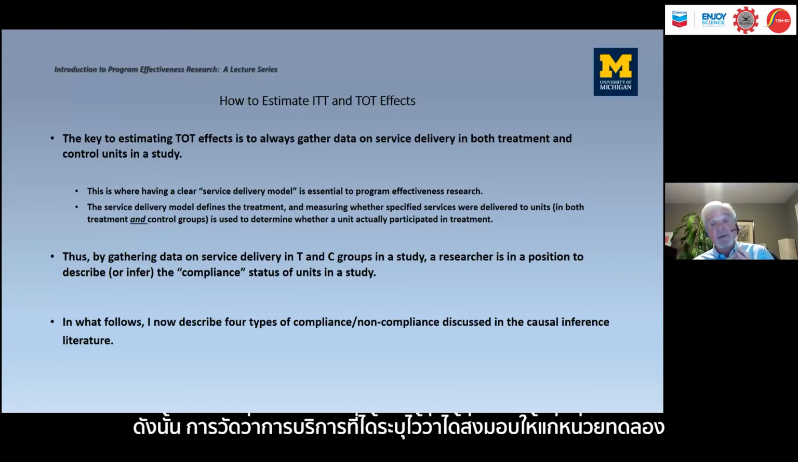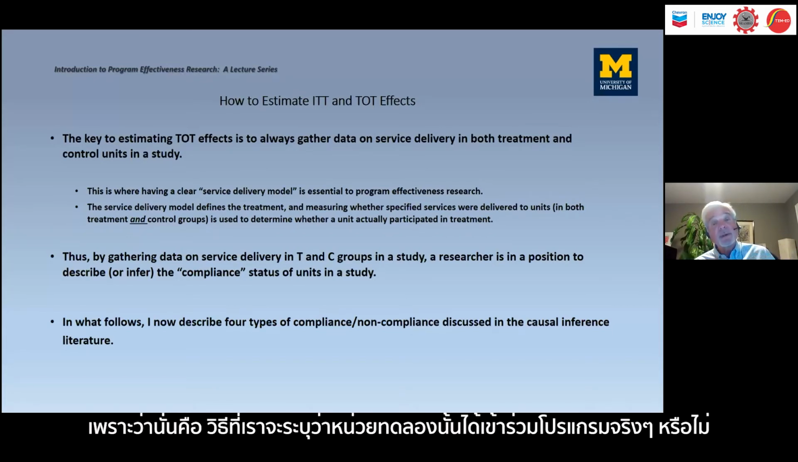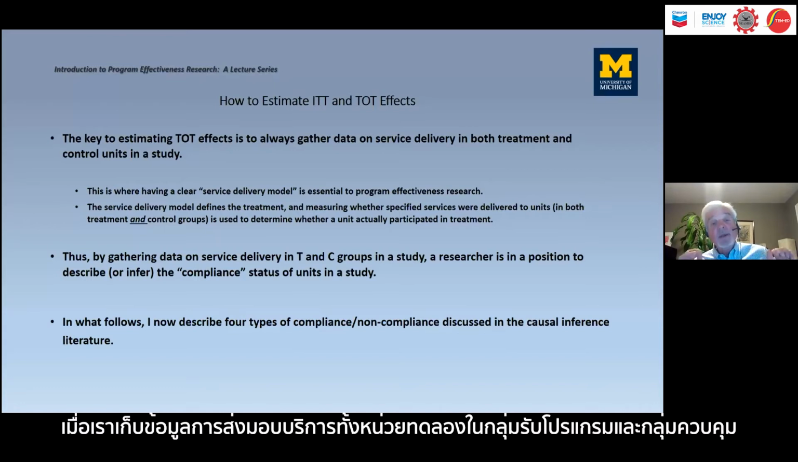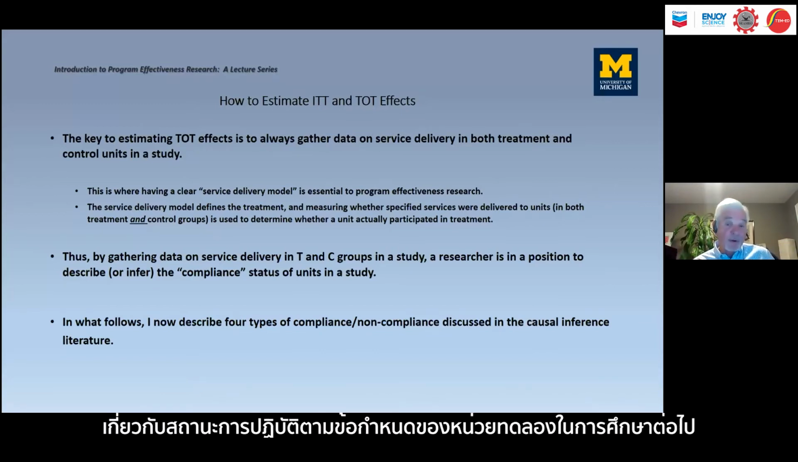And so measuring whether specified services were delivered to units in both the treatment and the control group is important for us because that's how we're going to determine whether a unit actually participated in treatment. So when we gather data on service delivery in both treatment and control, we're in a position to describe, or as you'll see, infer the compliance status of units in a study.